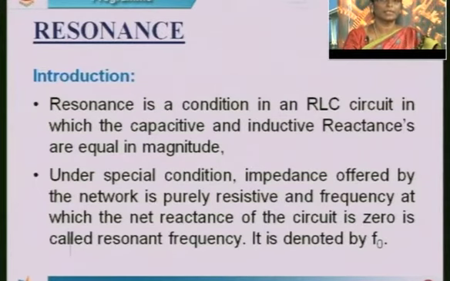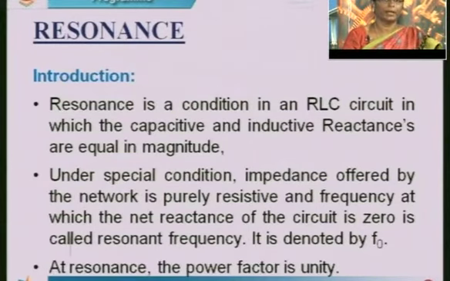The frequency at which the net reactance of the circuit is 0, we call the resonance frequency, and it is denoted by the subscript 0 with F0. And at resonance, the general condition is the power factor is unity, which indicates that voltage and current are in phase at resonance.